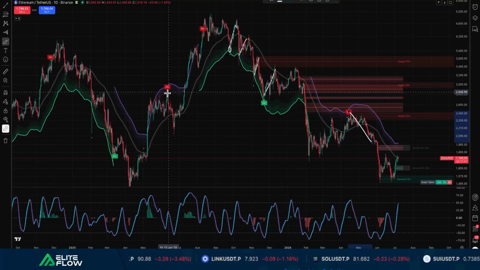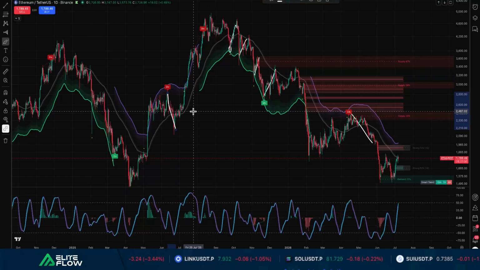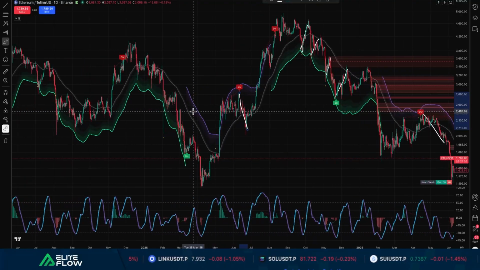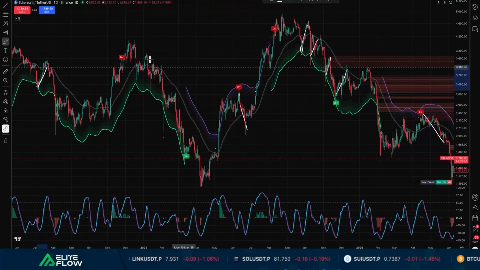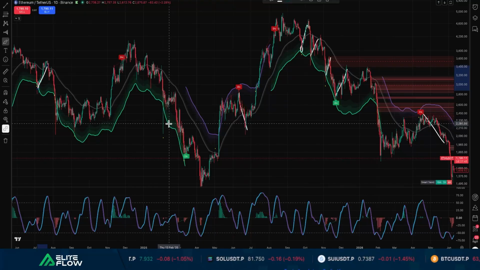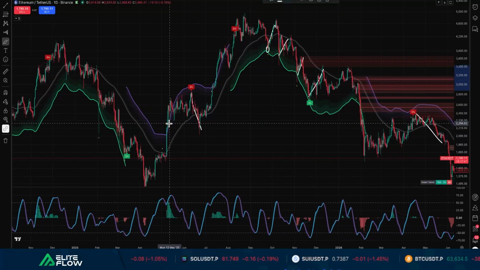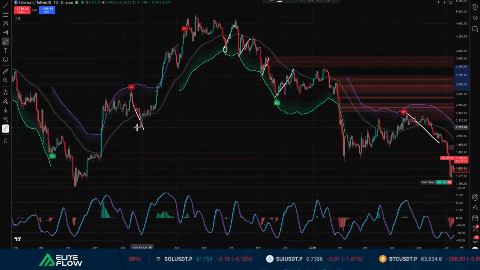Okay. Now you obviously need to always prioritize the market structure. You need to prioritize the price action, because that's always going to rule over any indicator that you have got.